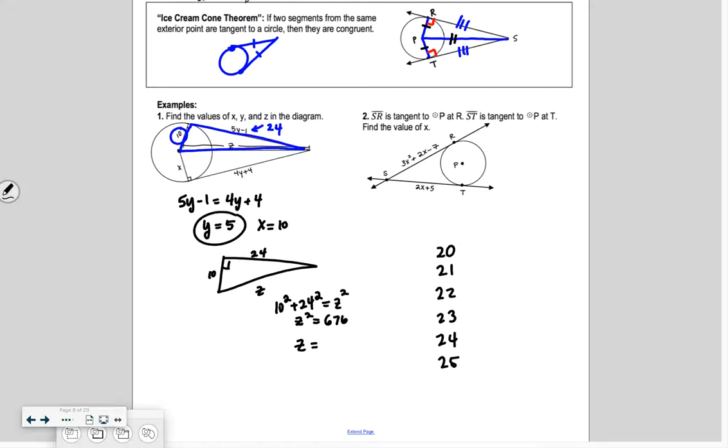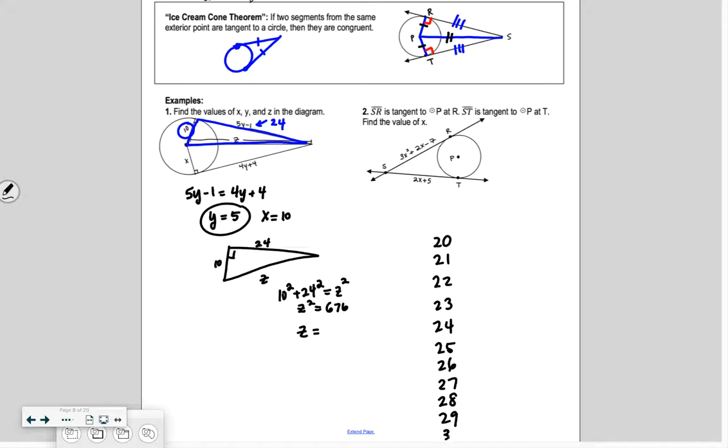This is not hard, guys. I promise. I know I seem like I'm going on a tangent, but I'm not. That was a Charlie joke.